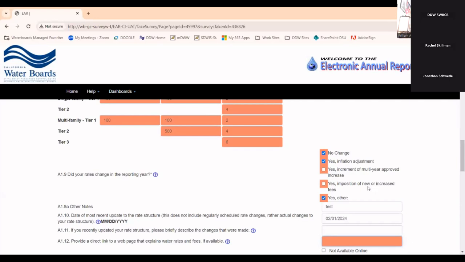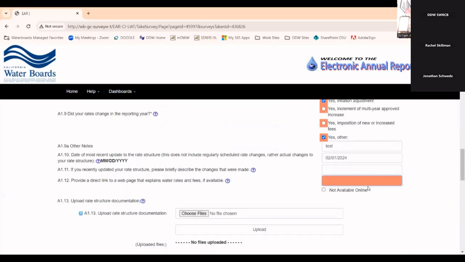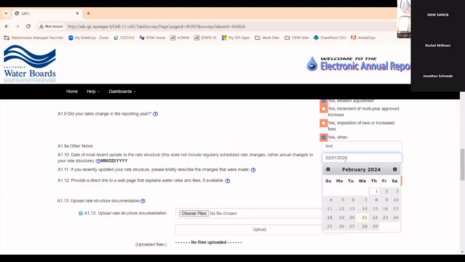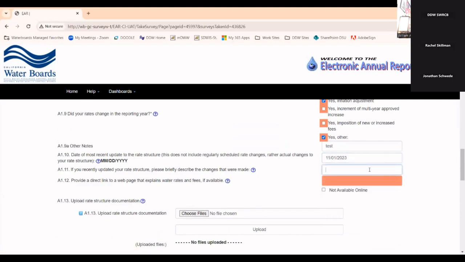And then below that at A1.10, it's basically asking what is the last date of the most recent rate structure change. So if you have had a change, it's just asking if you can estimate when that change occurred. And then here again, we're asking you to briefly describe what kind of changes were made to your rate structure. You could say things like, we have a new system, we charge more for our base rate, things like that.